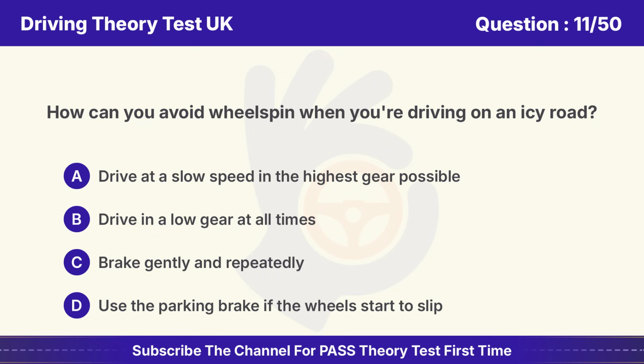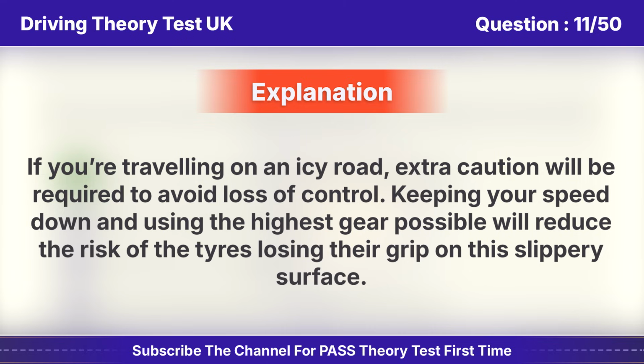Question 11. How can you avoid wheel spin when you're driving on an icy road? Answer is A. Drive at a slow speed in the highest gear possible. If you're traveling on an icy road, extra caution will be required to avoid loss of control. Keeping your speed down and using the highest gear possible will reduce the risk of the tires losing their grip on this slippery surface.